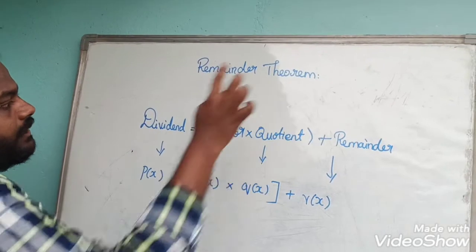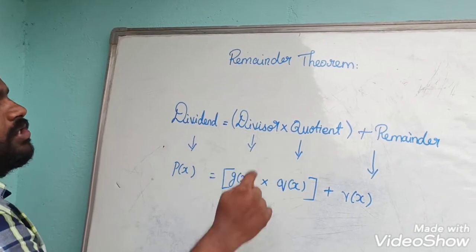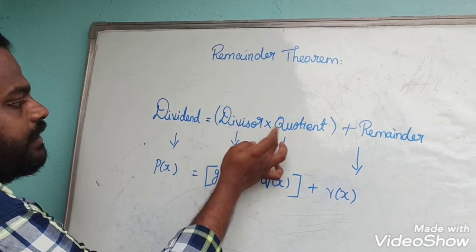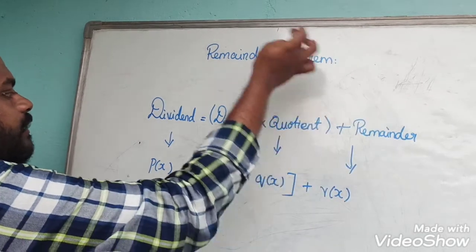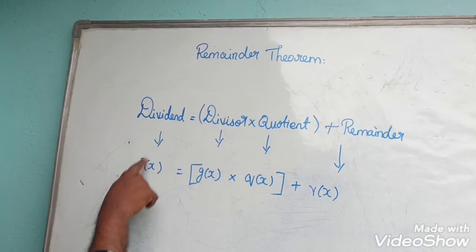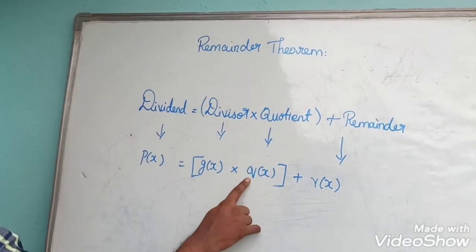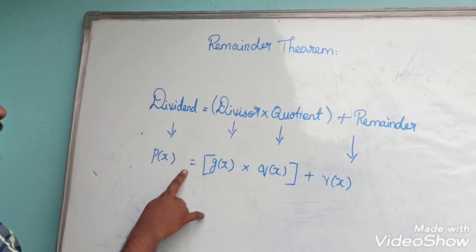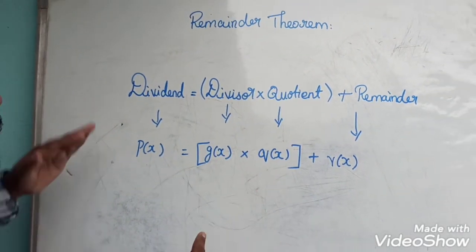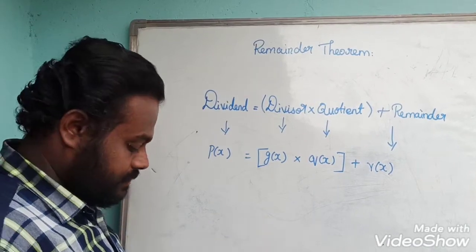Now we see the remainder theorem. The remainder theorem says the dividend is equal to the divisor into the quotient plus the remainder. So we multiply the divisor with the quotient and add the remainder, and we get the value of the dividend. That's why I take the dividend as p of x, the divisor as g of x, the quotient as q of x and the remainder as r of x. So p of x equals g of x into q of x plus r of x. This is the division algorithm and remainder theorem. On this basis, we have to see the example sums.